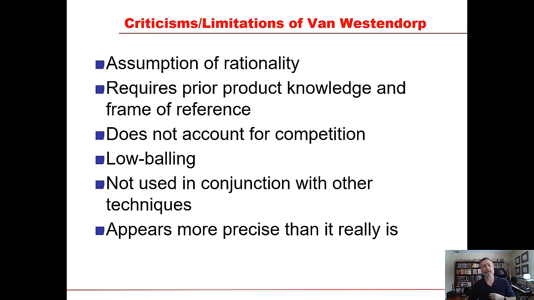There are some prominent criticisms and limitations of the Van Westendorp. Some are more important than others. One of them is just the assumption of rationality, that when you're asking people what they would be willing to pay, they're basing that on common sense knowledge. And I don't really have a big issue with that with the Van Westendorp. Most of the types of analyses that we do assume that people are more or less rational actors, even though we know that they are not entirely rational actors.